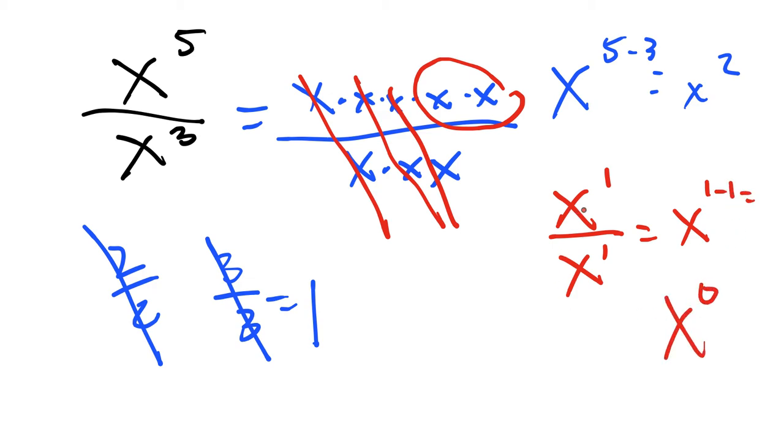So then we know anything over itself is 1. We just said 3 over 3, 2 over 2, or 5 over 5. So x over x is also 1. So if x over x is 1, if we do the subtraction rule, x over x also means 1 minus 1, or x to the 0 power. So that is why x to the 0 power is 1.